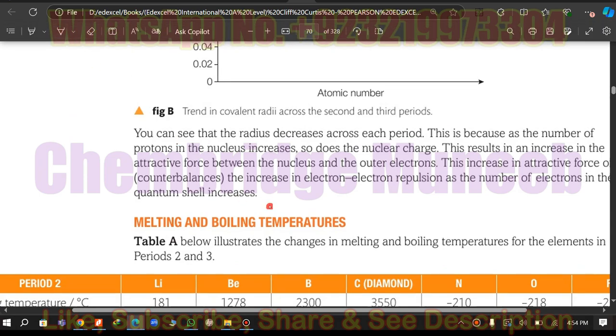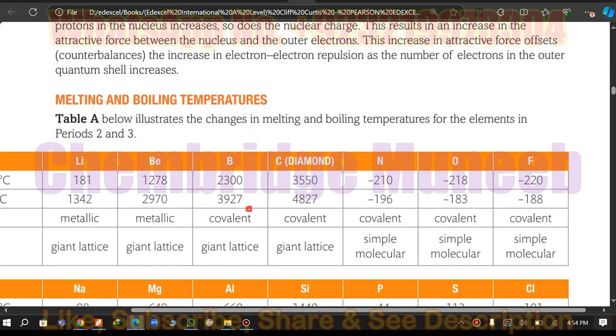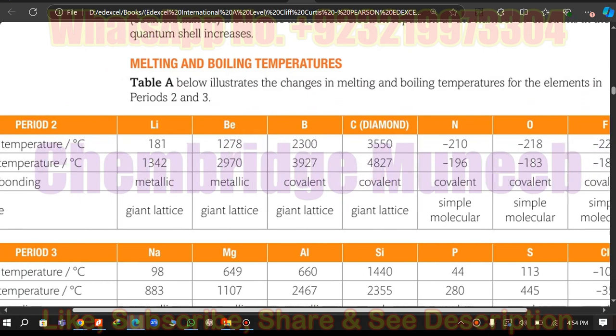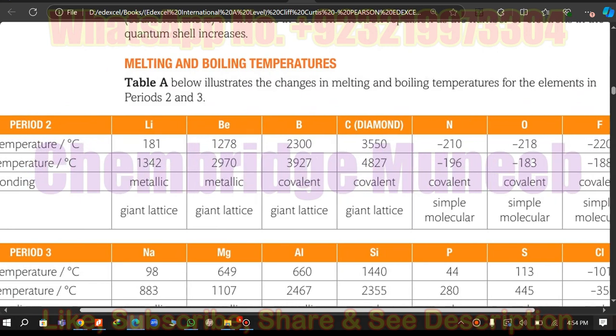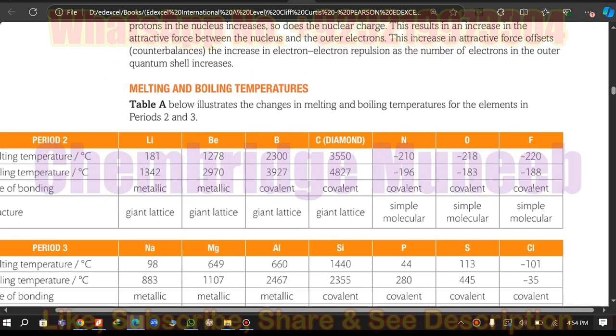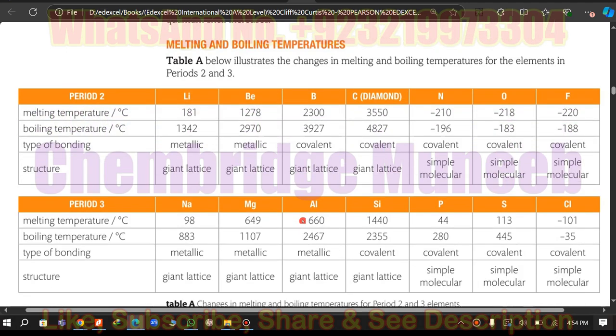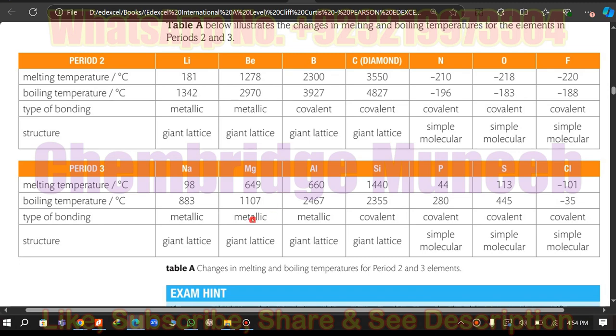Now after this, melting and boiling temperatures. These elements can exhibit their particular melting and boiling temperature, and that depends upon the type of the structure shown by them. Lithium, sodium, beryllium, magnesium, and aluminium are all metals. So the type of the bonding shown by them will be metallic.